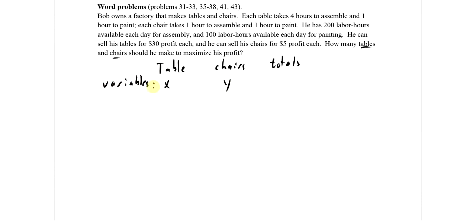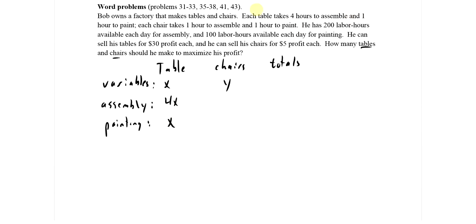And what else do we need to know? Assembly. How long does it take to assemble things? Well, if you're making x tables and each table takes 4 hours, that's 4x. Painting. How long does it take to paint things? Well, each table takes an hour to paint. So if you have x tables, it'll take you x hours.